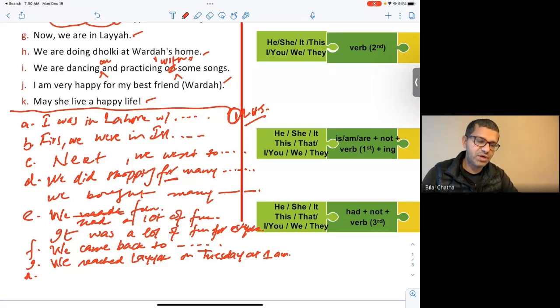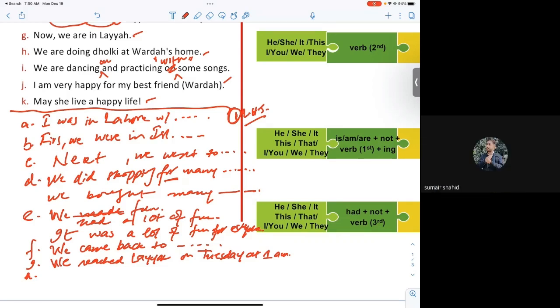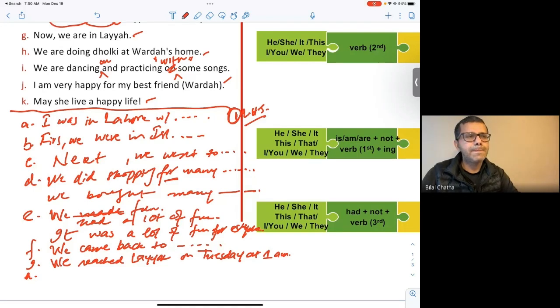We are doing dholki at Warda's home. It's an alternative way to say this. Sumer. So we are celebrating Dholki at Varda's home. Celebrating. Usually you celebrate an event. Here you can say we are participating in dholki at Varda's home every evening. We are celebrating various events at Varda's home. So if you use celebrate, you would say we are celebrating various events before the wedding.